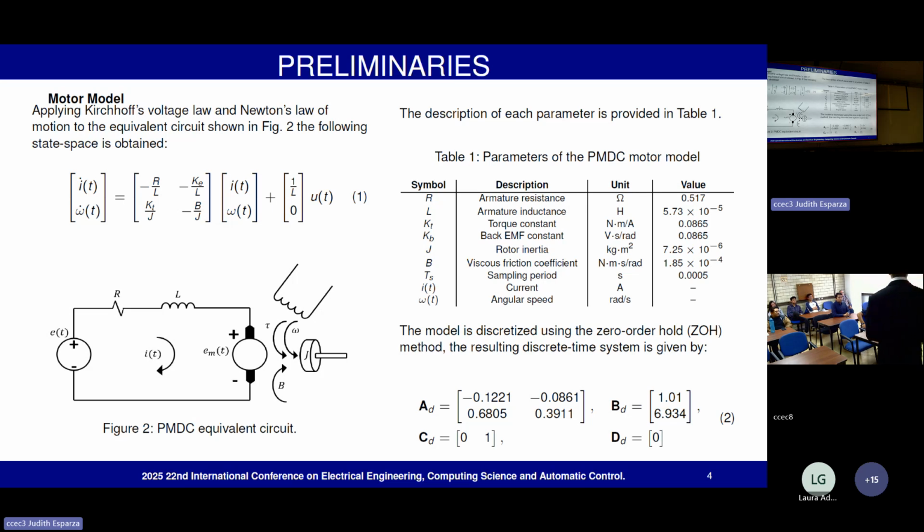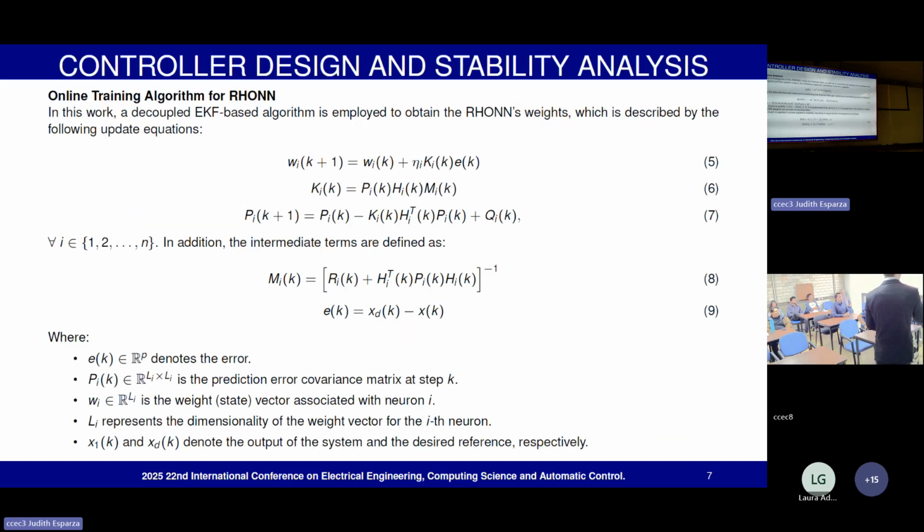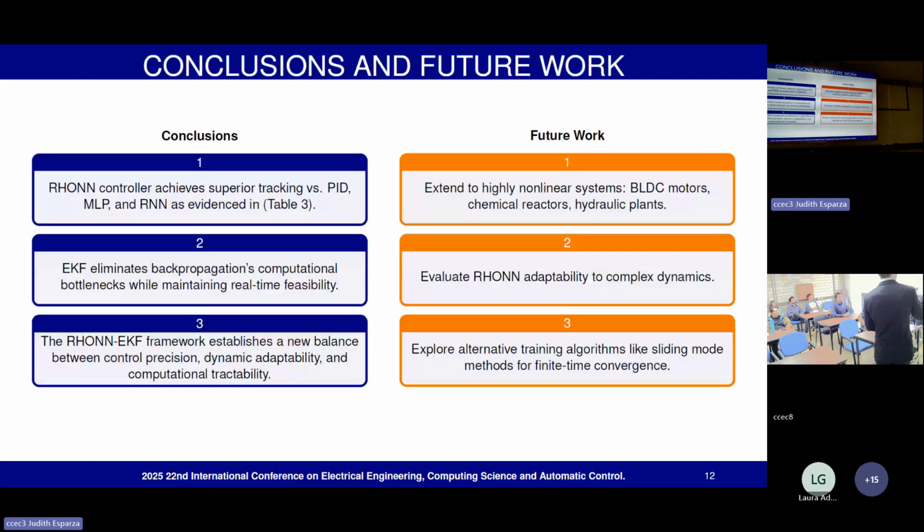And what about the standard Kalman filter in that case? How do you ensure good behavior of the standard Kalman filter for a higher or more complex system? That's why we are switching to sliding mode methods to train the network. Okay, thank you. Any other question?